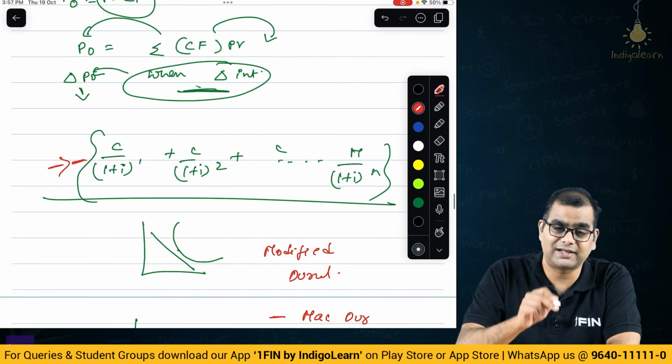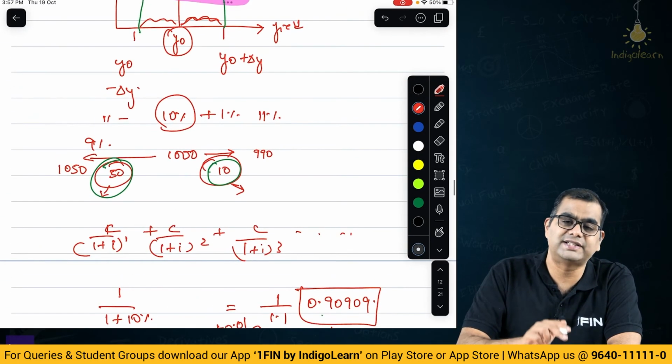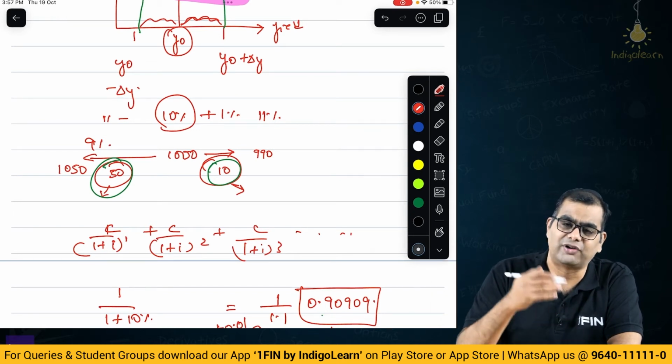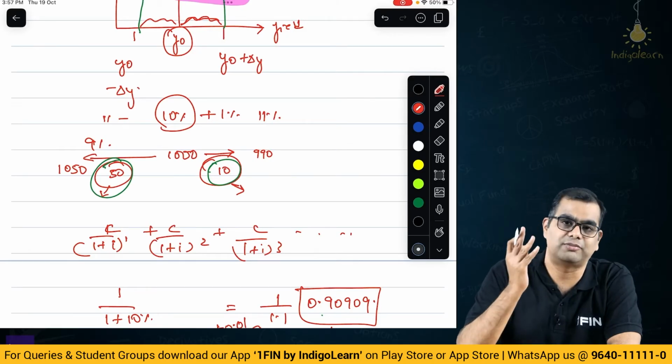And we discussed this. And on the curve also, the change in price is very different for a decrease in interest rate versus an increase in interest rate, or decrease in yield versus increase in yield. For an increase, it falls by a smaller amount. For a decrease, it goes up by a larger amount.